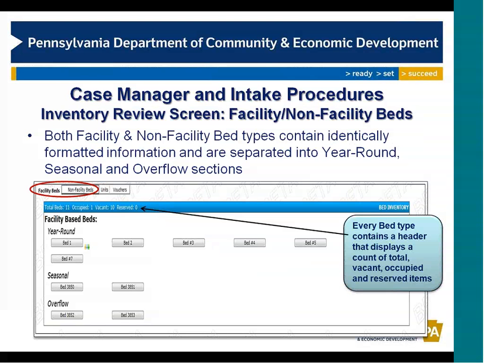Now, like I said, they have slightly different traits, so I'm going to show you each of the different ones. Facility and non-facility beds are basically the same as throughout the whole training, so we're going to explain them jointly here. They're broken up into 3 different areas: year-round beds, seasonal beds, and overflow beds, and depending on their specific availability, they'll be shown under their specific area. If you don't have any seasonal or overflow, you'll just see no beds defined, and that's not anything you have to worry about. So that's how both of those are broken up.